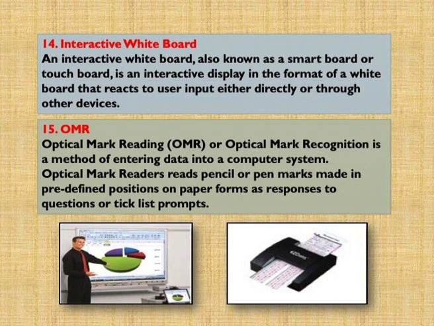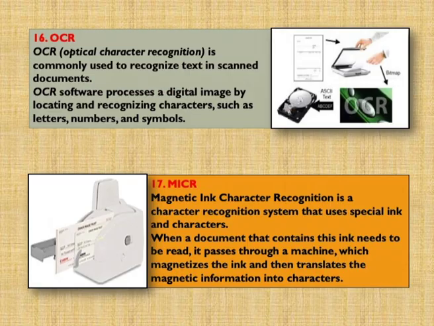The next type of input device that we have is your OMR, optical mark reader or optical mark recognition. This OMR device basically follows a light technology. It is generally used to scan OMR sheets, that is, the answers that we give on the OMR sheets. Next is OCR, optical character recognition, which is used to recognize text in scanned documents.